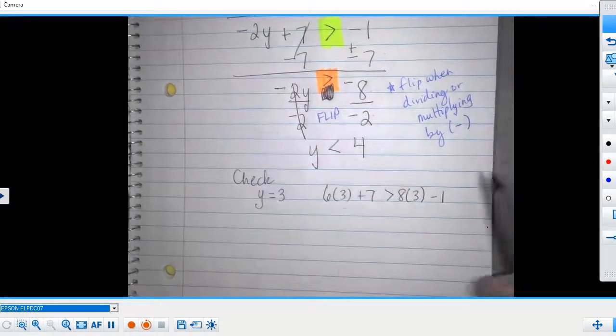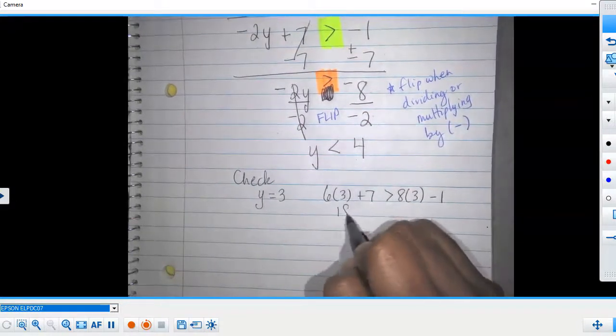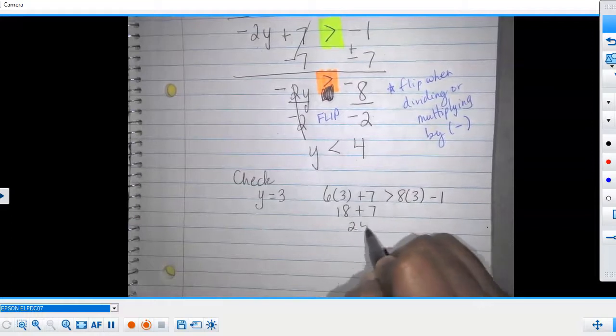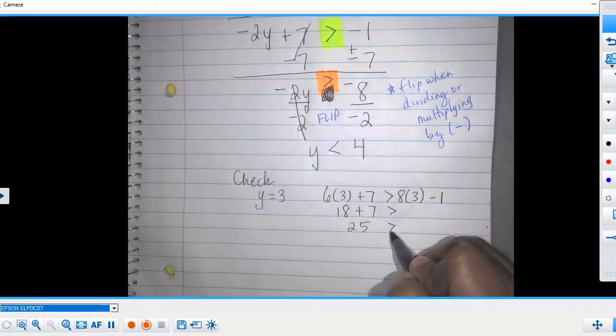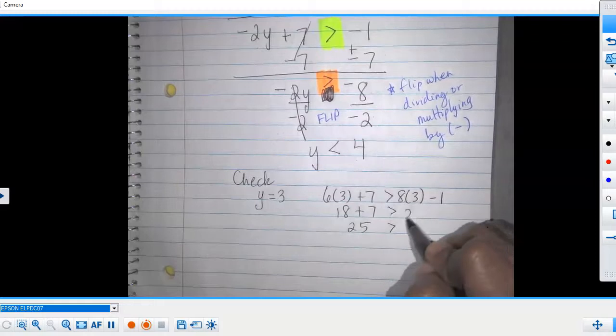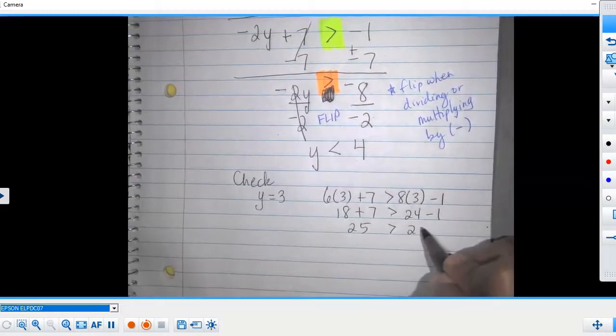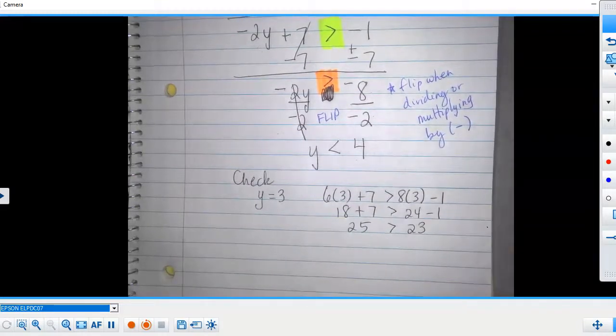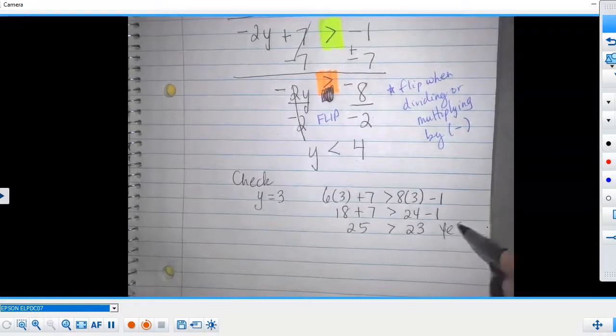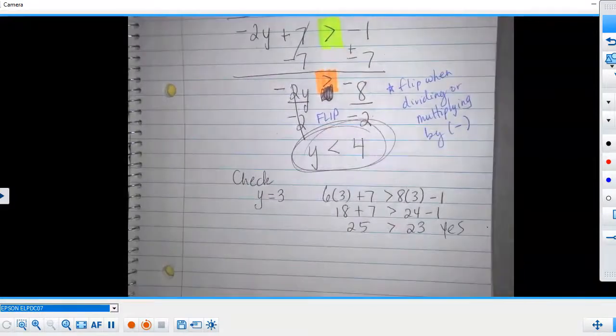So I'm going to do my arithmetic. This is 18 plus 7, which is 25. Is that greater than 24 minus 1, which is 23? And that's a true statement. So yes, this has to be the way that it goes.